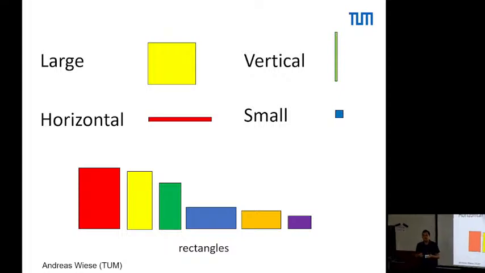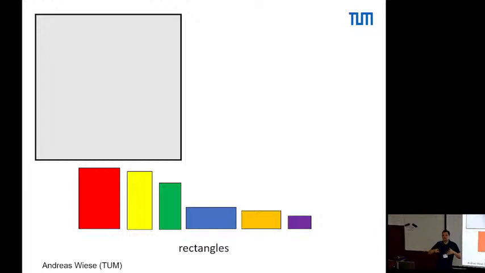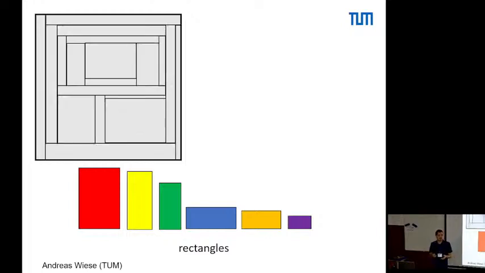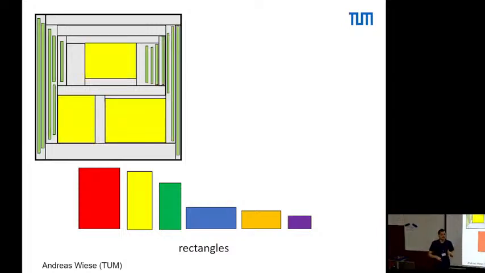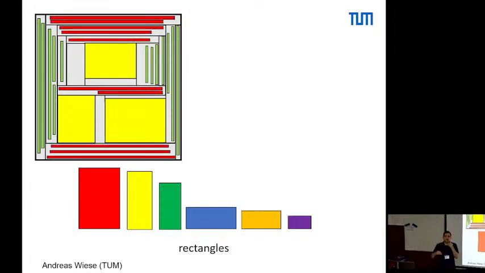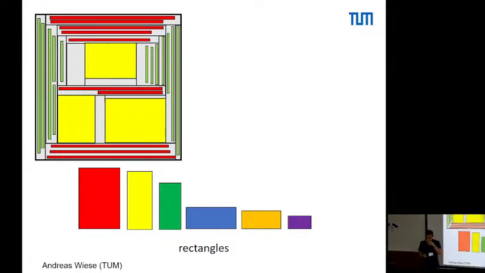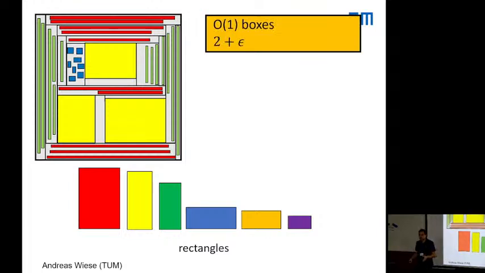Now, a natural thing to do is to try the same thing. Let's say I take my knapsack and divide it into a constant number of boxes, and then inside each box I either place one single large item, or I place only vertical items stacked next to each other, or I place only horizontal items stacked on top of each other, or I place only small items. And it has been shown that if you insist on a packing of this kind, there is always a packing that uses only a constant number of boxes and gives you an approximation ratio of 2 plus epsilon.